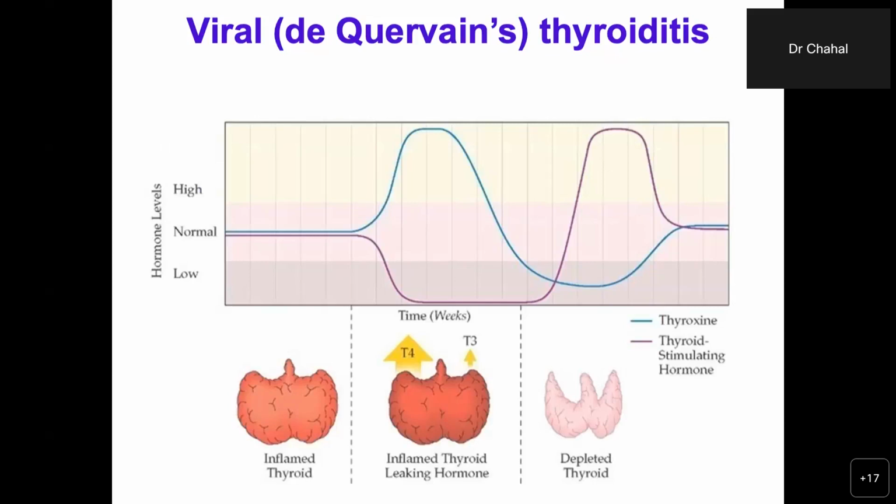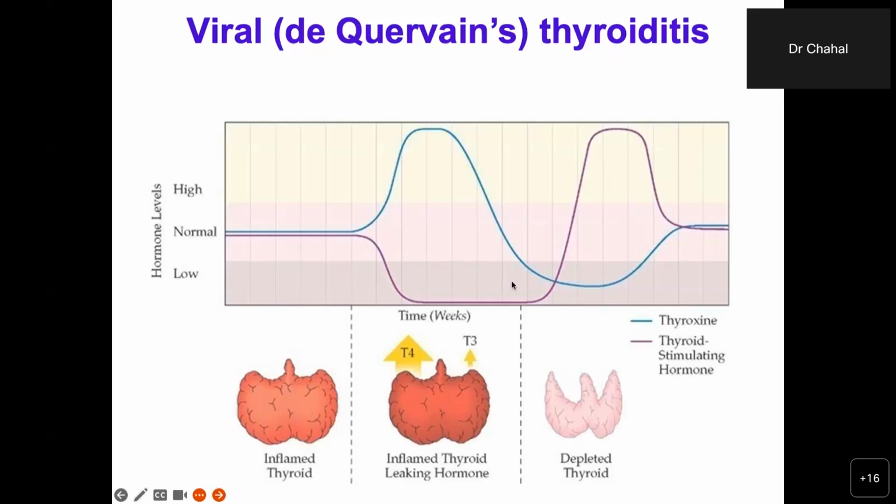And this graph is quite important looking at the time course, and I do show it to patients so they understand what may be occurring in the thyroid gland. So what tends to happen is at the very beginning, the thyroid levels are fine. So the blue line is thyroxine, the purple is TSH levels. And then suddenly you get this inflamed thyroid and a lot of the thyroxine goes up. So the blue line goes up and the TSH hormone levels go down.